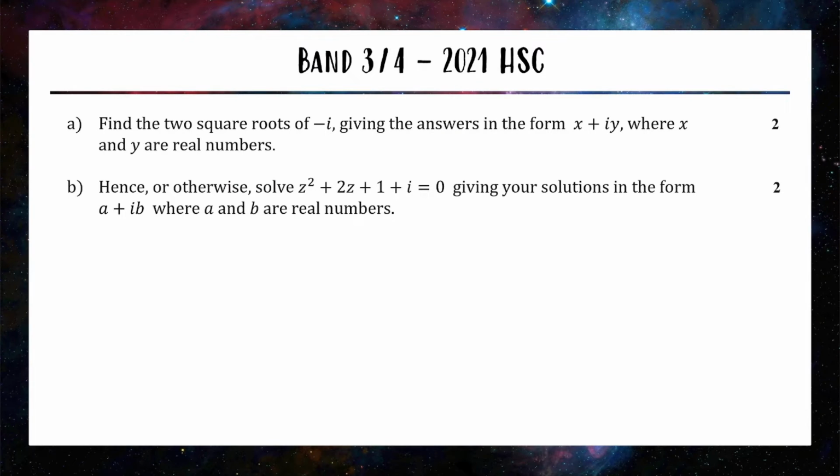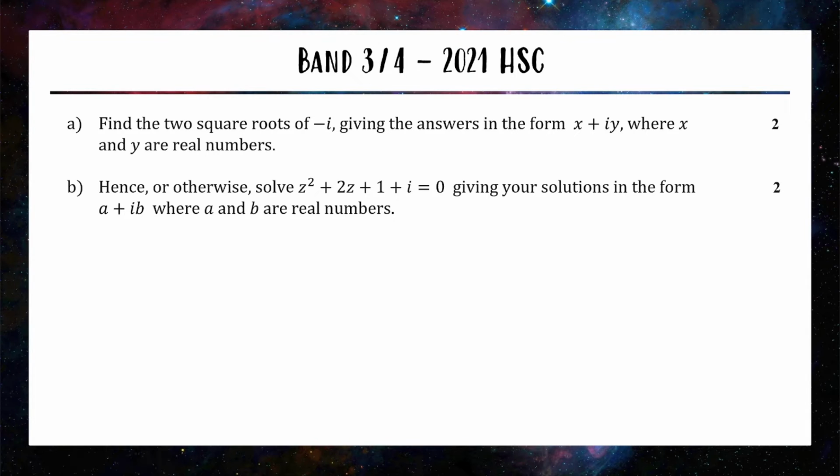All right, up to a band 3, edging into band 4 question now from the 2021 HSC. Another 2-parter for 4 marks. First part is find the 2 square roots of minus i, giving your answers in the form x plus iy. Once we've done that, we are going to use that to solve this quadratic equation, leaving our solutions in a plus ib form. Okay, starting off with part A.